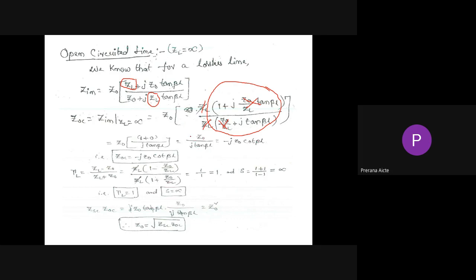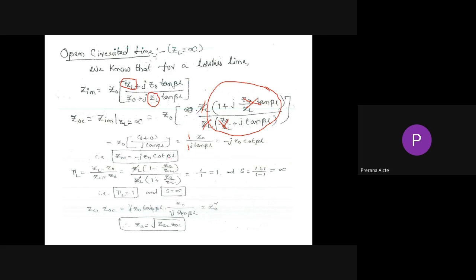So you can take j in the numerator and denominator. So j and minus will come. While multiplying j in the numerator and denominator, j squared is equal to minus 1. So minus into j, 1 by tan is cot. Z_0 is as it is. Therefore, the input impedance for an open circuit Z_OC is equal to minus j Z_0 cot βL.